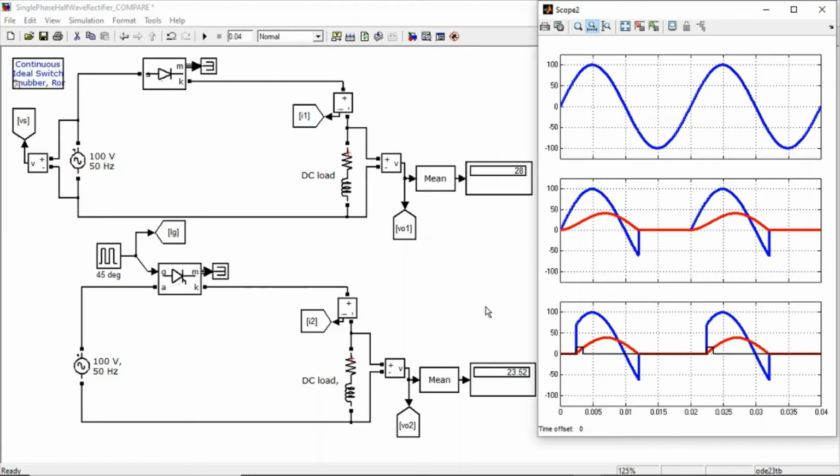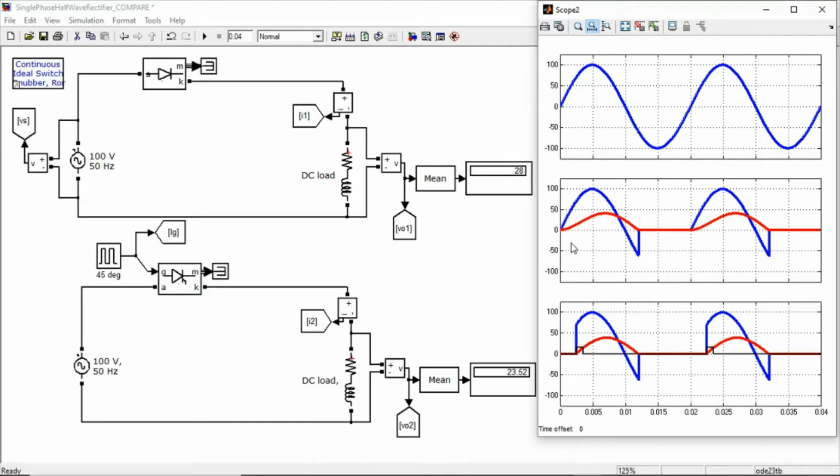As we can see here, the current waveform of both rectifiers have some similarities. First, when we focus on the starting time, we can see that the currents are slowly increasing from zero value to energize the inductor.